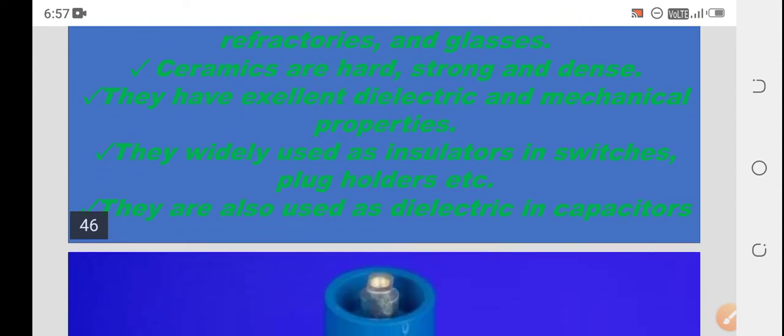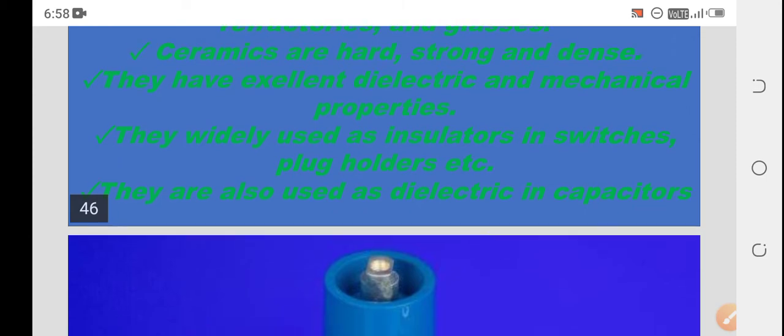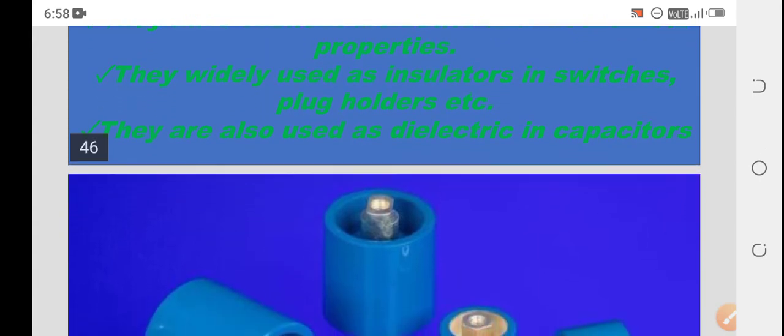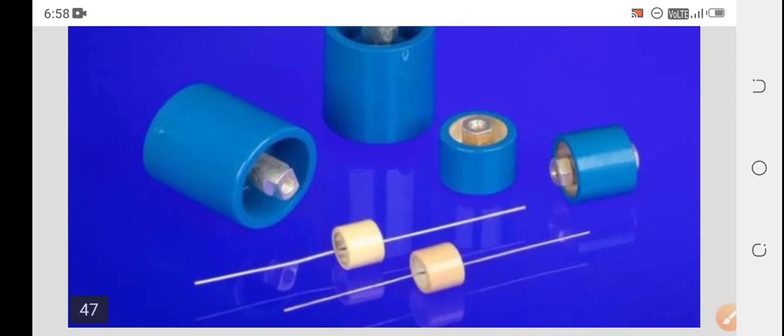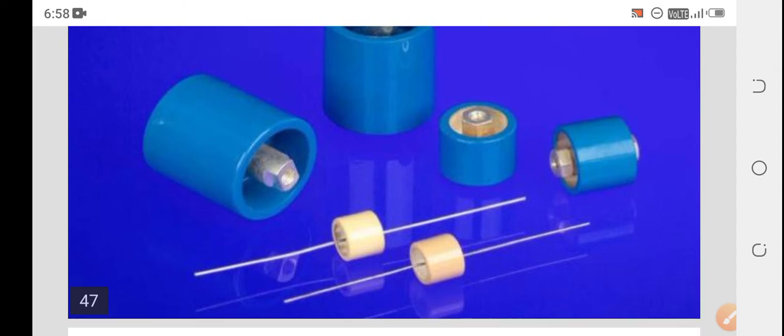They are widely used as insulators in switches, plug holders. So how can they be useful? They can be useful as switches as well as plug holders. They are also used as dielectric in capacitors. So ceramic capacitors are good dielectric materials.